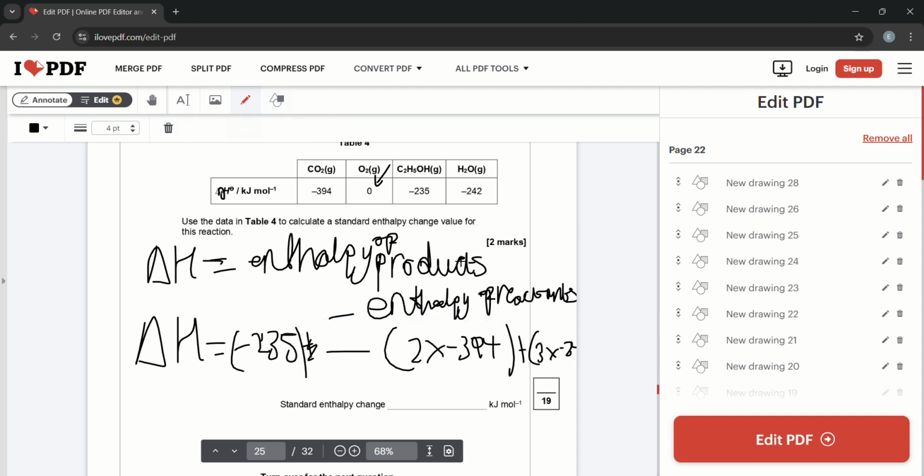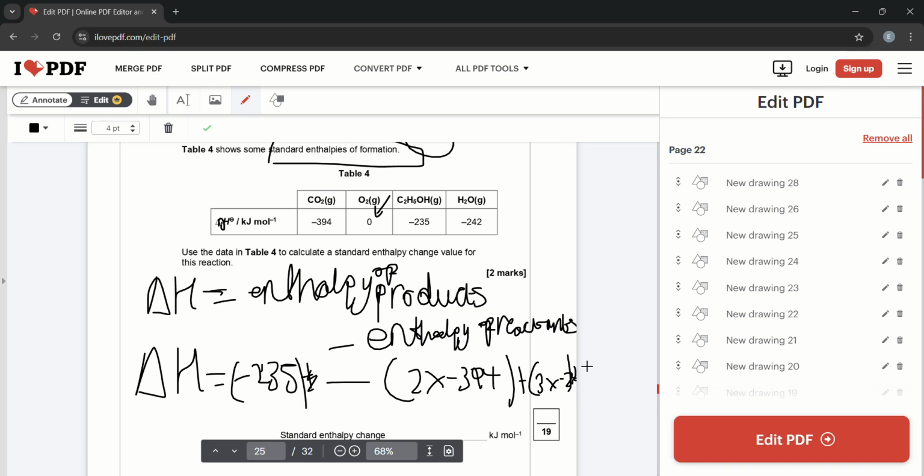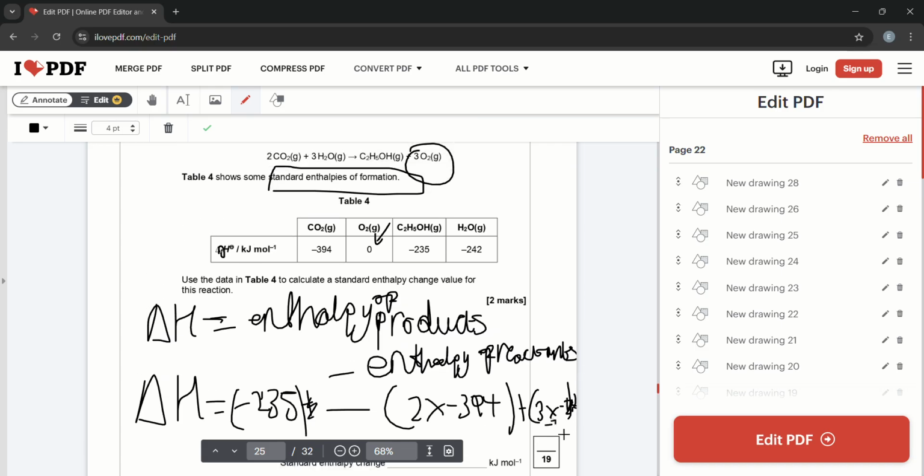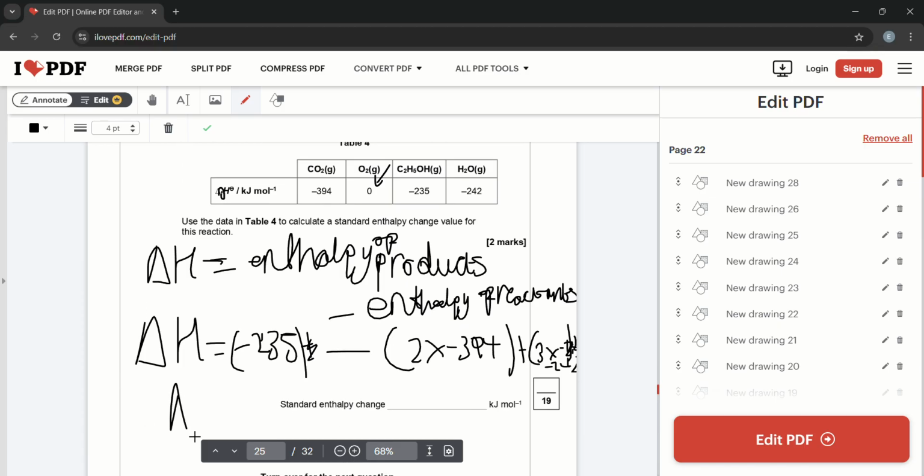Of course, don't just put it all in the calculator. First work out 2 times minus 394, and 3 times minus 242, and then put it in the calculator. Anyway, you should get delta S equals plus 1279 kilojoules per mole to the power minus 1. So 1279, that's going to be positive.